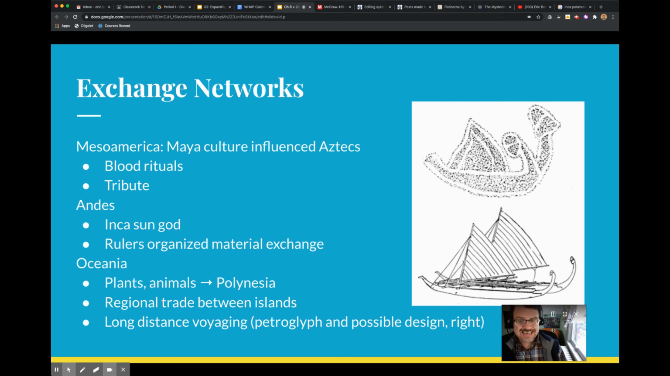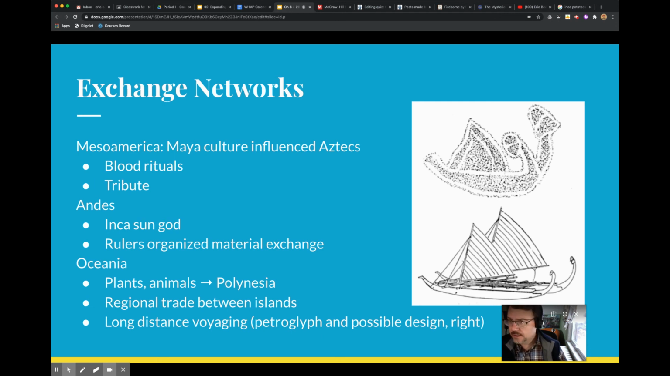Okay. In the Andes, we have the Inca sun god, built on prior traditions and then diffused to other places. Many cultures in world history have had a worship or a veneration of the sun, and here we have a sun god. Again, like with the Aztecs, the rulers organized exchange of materials throughout the area. And the Inca rulers adopted some of the foods that were part of the Andean cultures before they got there. And we'll talk more about those later, but especially the potato.